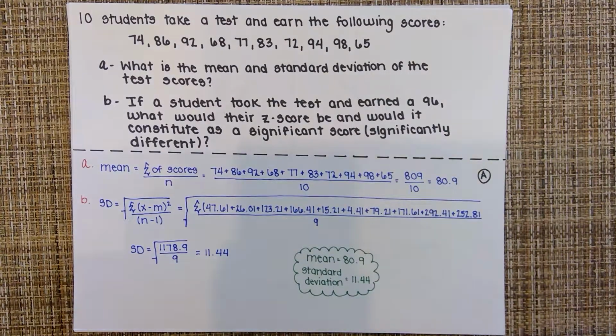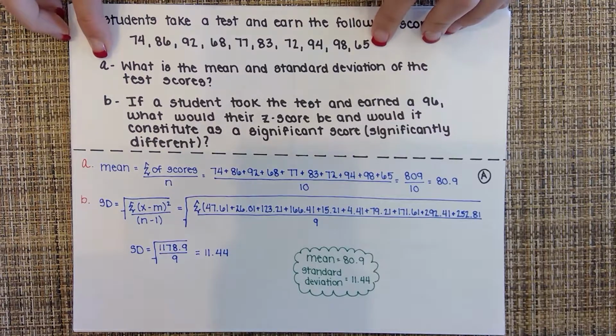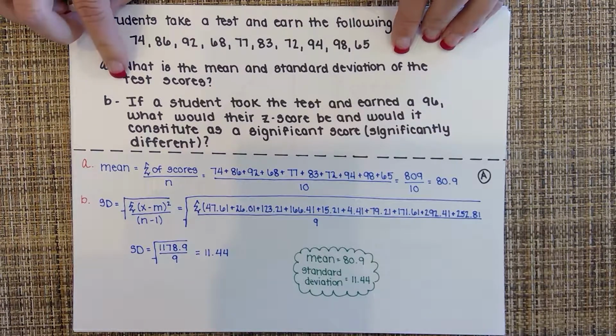So here's an example problem. 10 students take a test and earn the following scores. So you have these scores here that they give you. We're going to focus on question A first. What is the mean and standard deviation of the test scores?